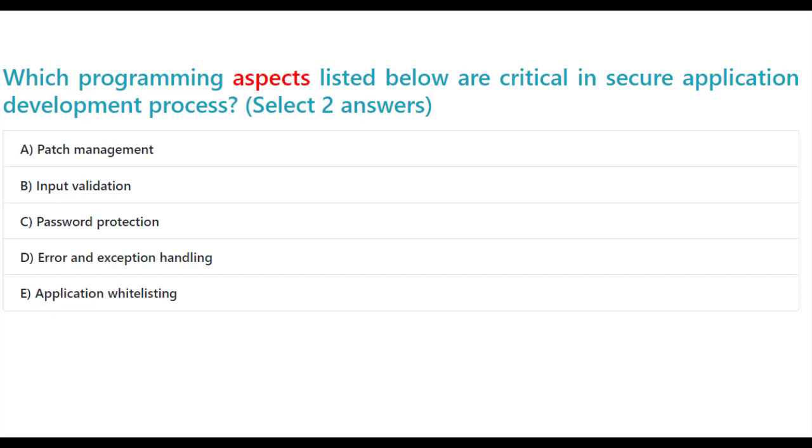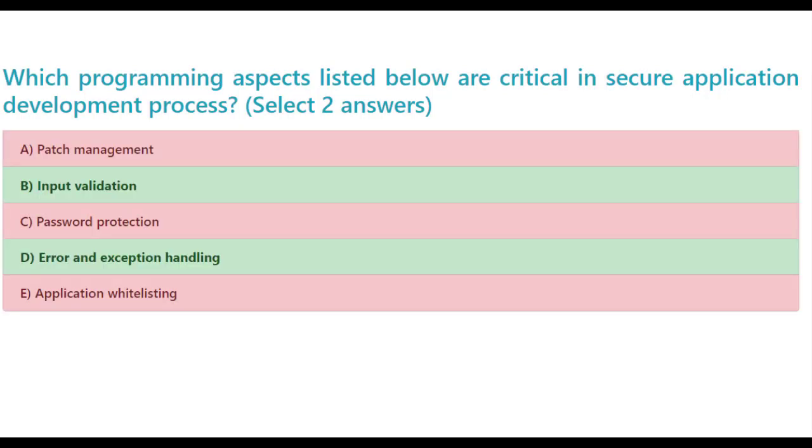Which programming aspects listed below are critical in secure application development process? Select two answers. A. Patch management. B. Input validation. C. Password protection. D. Error and exception handling. E. Application whitelisting. The correct answers are B. Input validation, D. Error and exception handling.